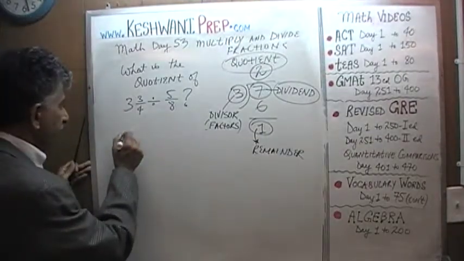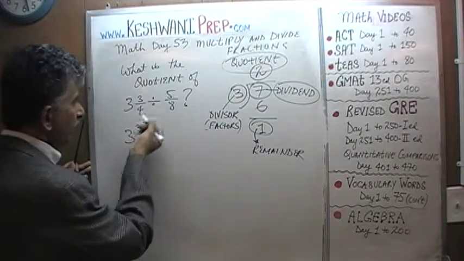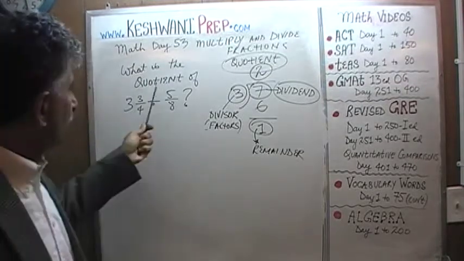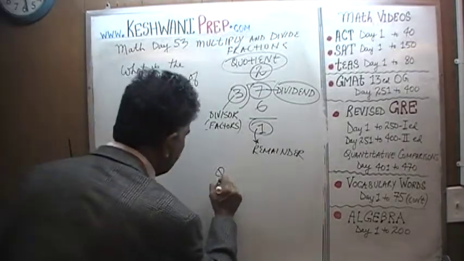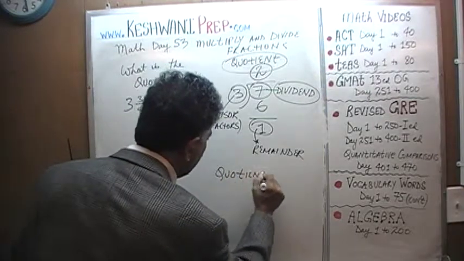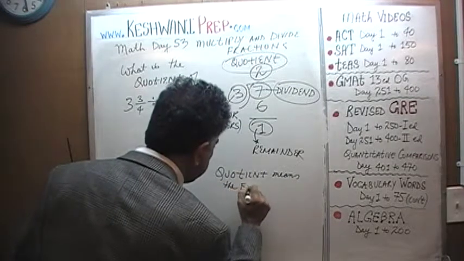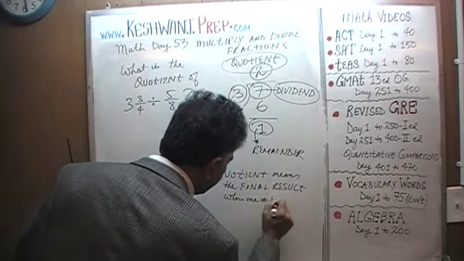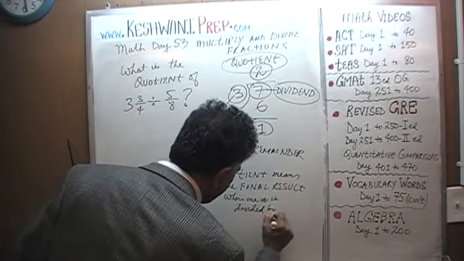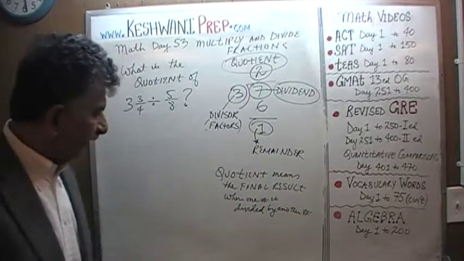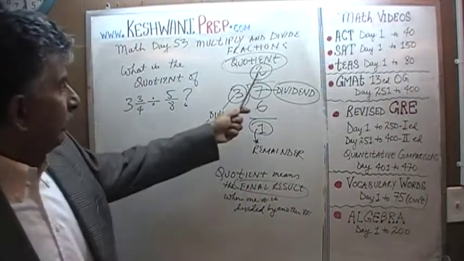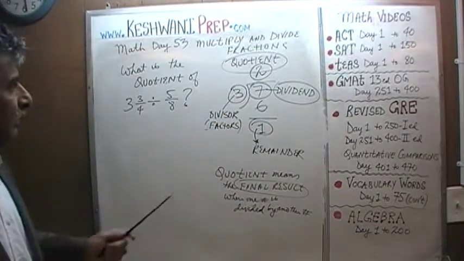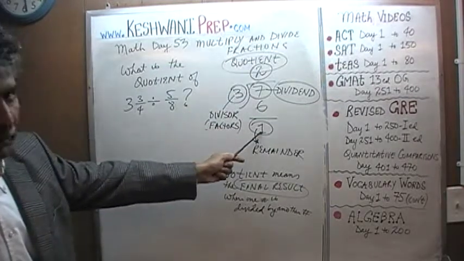Well, let's find out. 3 and 3 quarter divided by 5/8. We're asking, what's the result when we divide this number by that number? That's what quotient means. Quotient means the final result when one number is divided by another number. By final result we mean whatever we end up with, even if we have some fractions left over, that's okay. That's the quotient. Technically the result of 7 divided by 3 is 2 1/3, because we have a remainder of 1. But anyway, let's do it here.